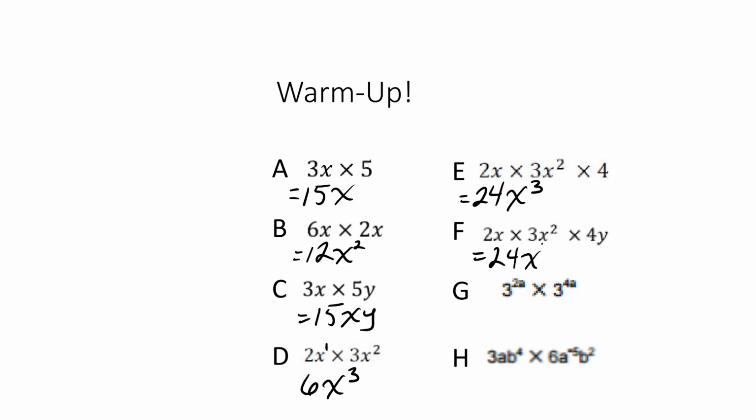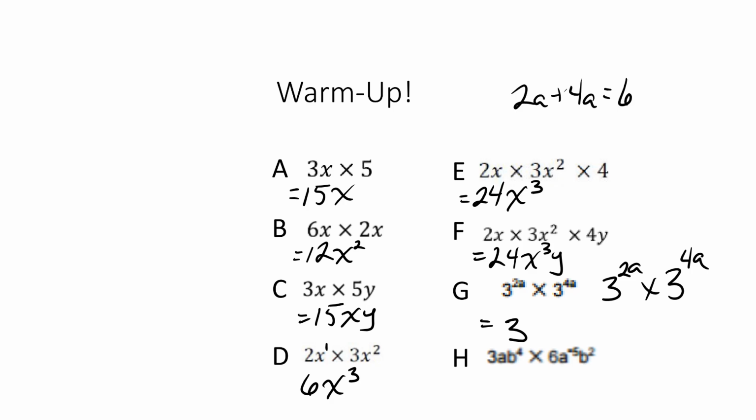3 to the 2a, so maybe so you can see this a little better, it's 3 to the exponent 2a times 3 to the exponent 4a. We keep the same base again and add the exponents. 2a plus 4a is equal to 6a. Going to save that one for another day.